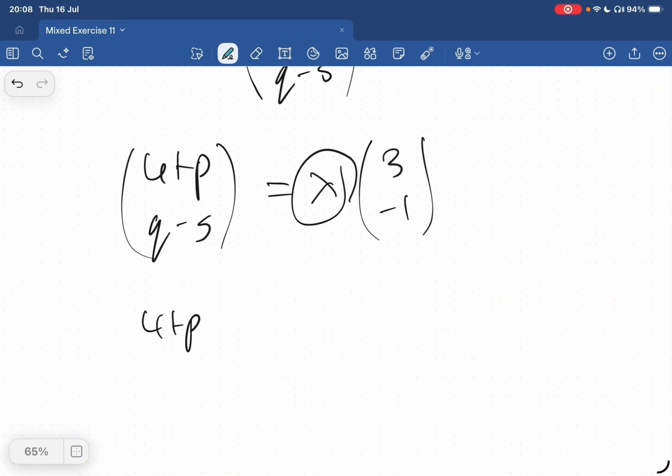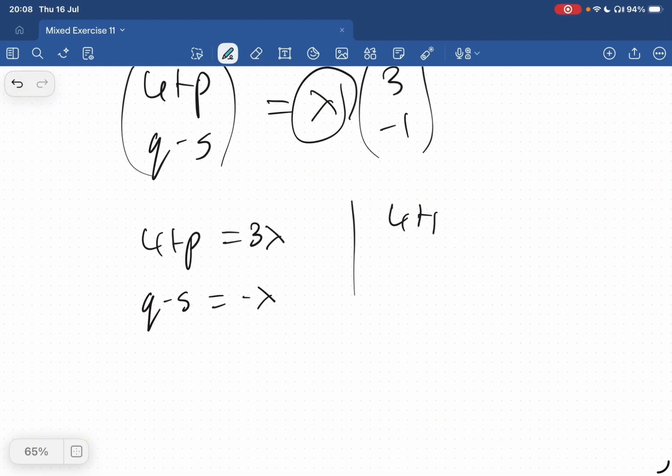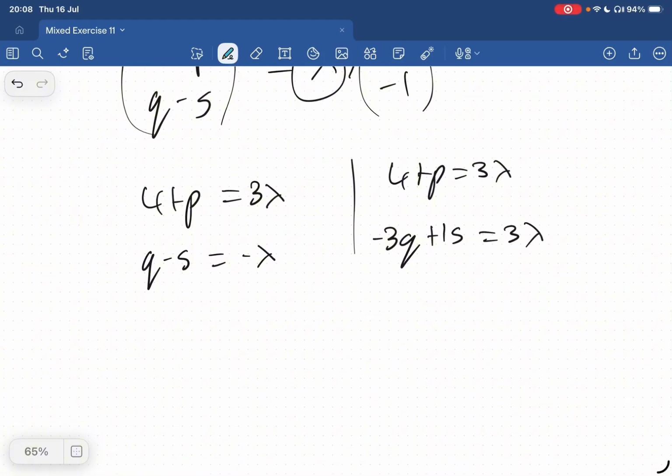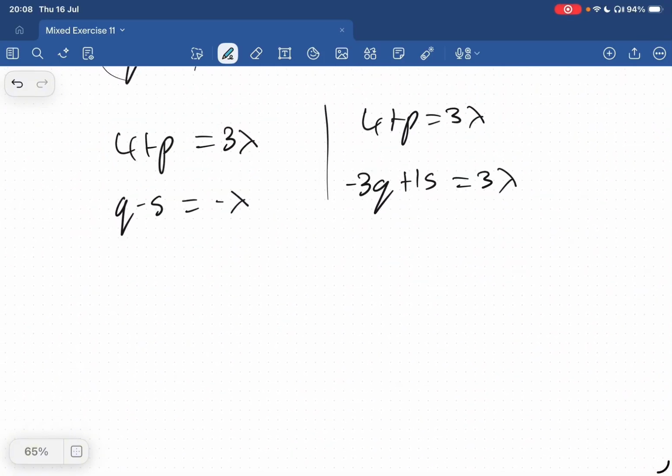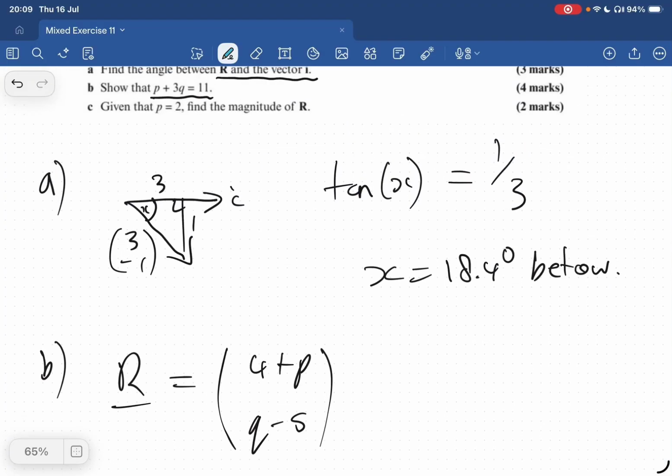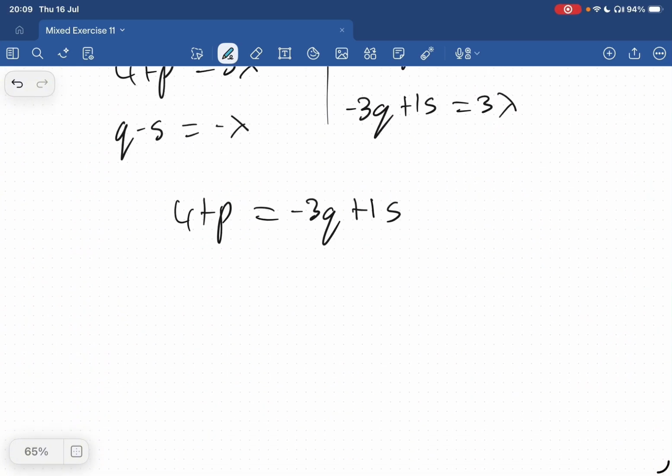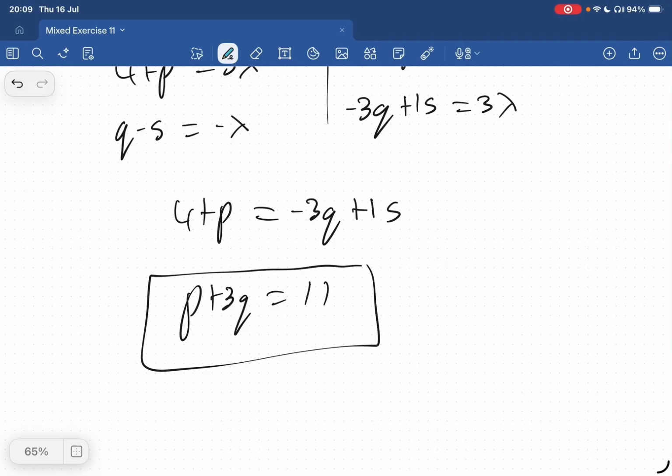4 plus p equals 3 lambda. That's the top equation. And then q take away 5 equals negative lambda. That's the bottom equation. Let's multiply the bottom equation by -3 on both sides. Now we can make these equal each other. So 4 plus p equals -3q plus 15. And as you can see, we're getting to the form that we want: p plus 3q equals 11, which is exactly what we wanted.